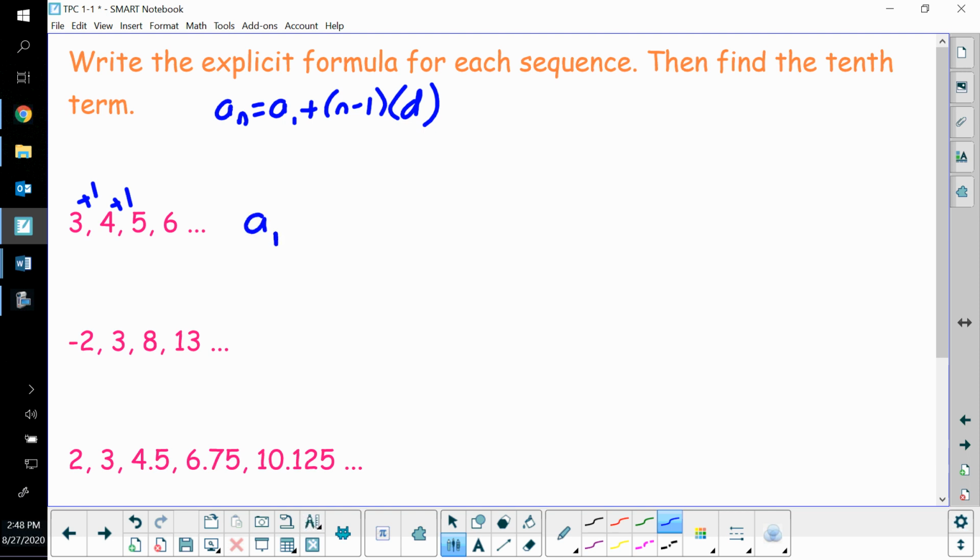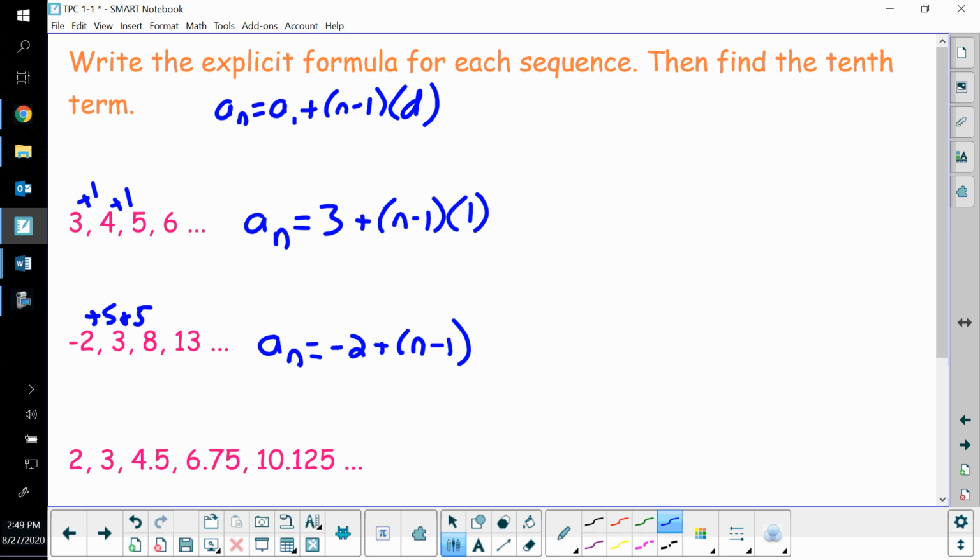So our formula, we would have AN equals our first term of 3 plus N minus 1 times whatever we are adding on each time. Now, if you're subtracting, you're really adding a negative, but we were adding positive 1 there. In the second one, -2, 3, 8, 13, we're adding 5 each time. So our explicit formula, we would have -2 plus N minus 1 times 5, because that's what we're changing by each time.